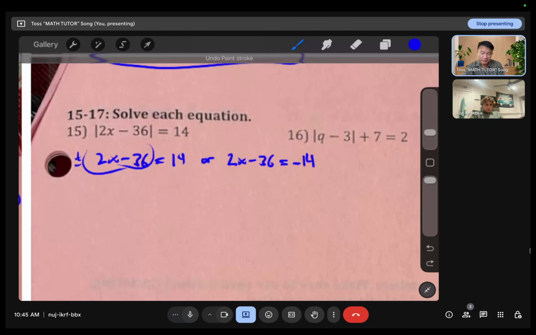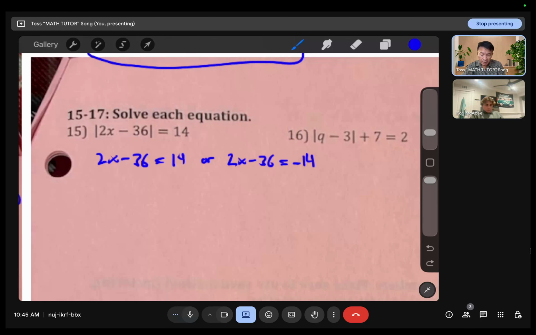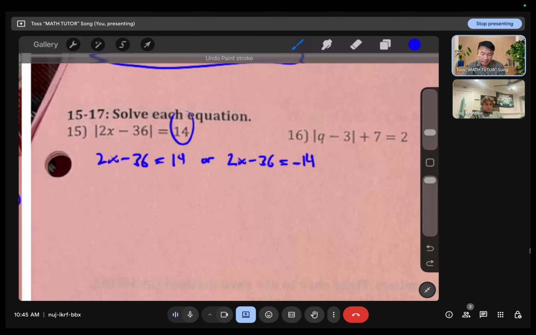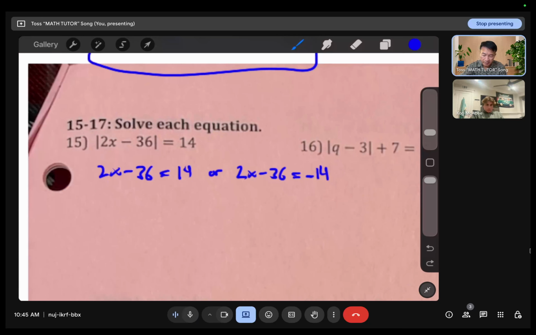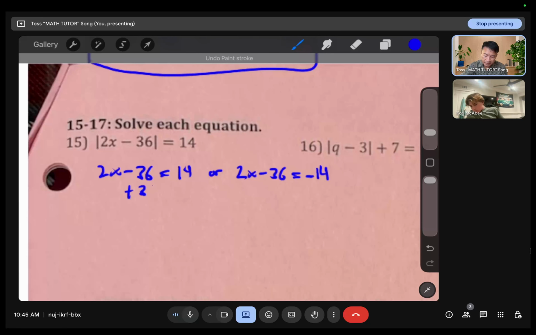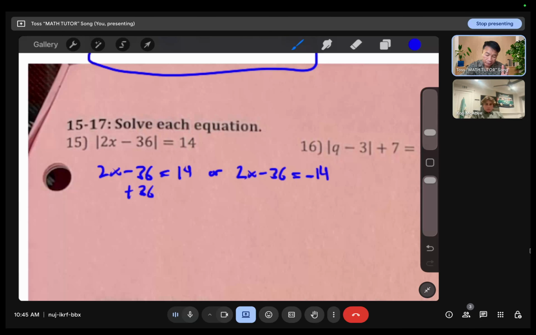But promise, this is most common. They split them into two, copy the original as is in between the bars, and then do a plus 1 and the minus 1, then solve each one separately. So you have two answers coming, and the or is split between. So continue, add 36 to both sides. You solve two, basically you do two problems in one for this absolute value equation.